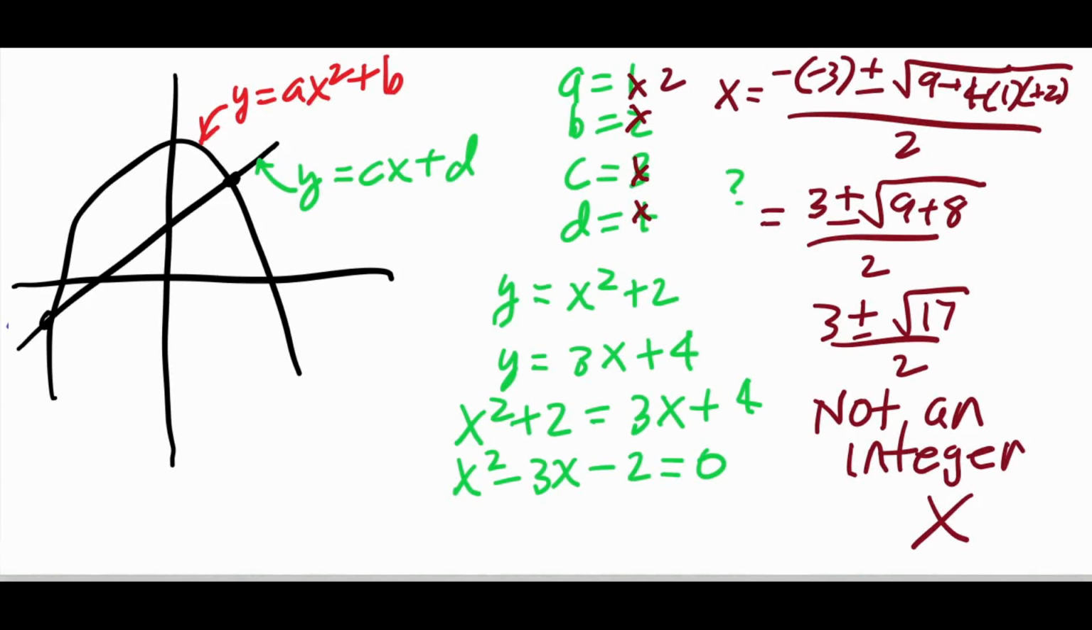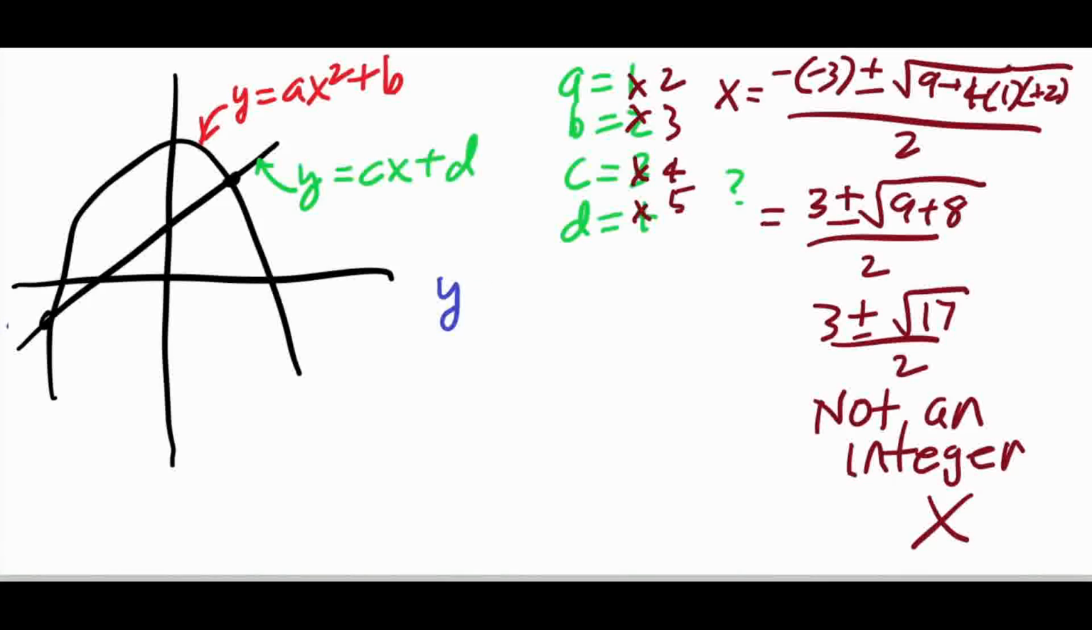Maybe it's 2, 3, 4, and 5. Maybe a is 2, b is 3, c is 4, d is 5, and so on. So we have to do it all over again. So y is equal to 2x squared plus 3. And for the line, y is equal to 4x plus 5. We set those two equations equal to each other.